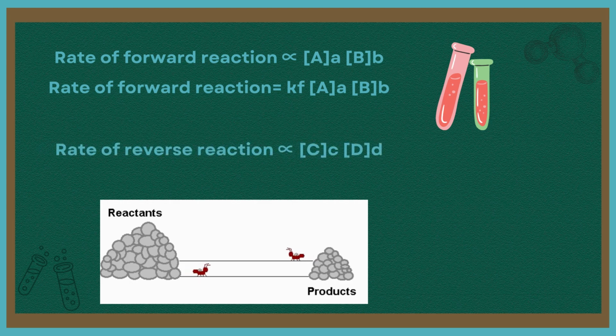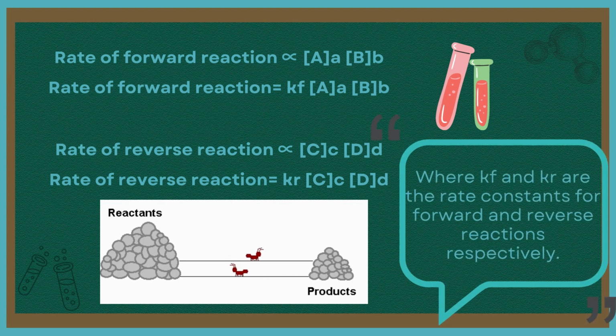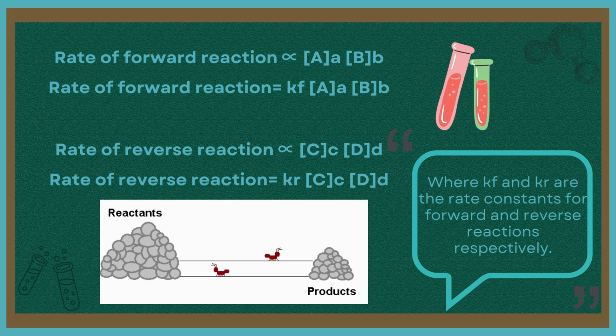The rate of reverse reaction is similar to the rate of forward reaction in being directly proportional, however, to the concentrations of the products, this time raised to their coefficients. When further simplified, the rate of reverse reaction is equal to the product of the rate constant Kr and the concentrations of the products raised to their coefficient values.